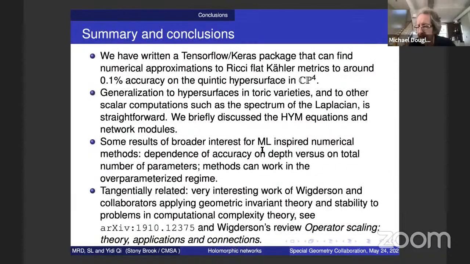Okay, so that's what I wanted to say. We have a package, and there are a lot of generalizations which would require programming, but straightforward programming. I think this level of 0.1% accuracy and some generality should be achievable with, again, not a big computer, just any kind of good sized computer with a GPU. I used my own. We used a variety of GPUs for our calculations.